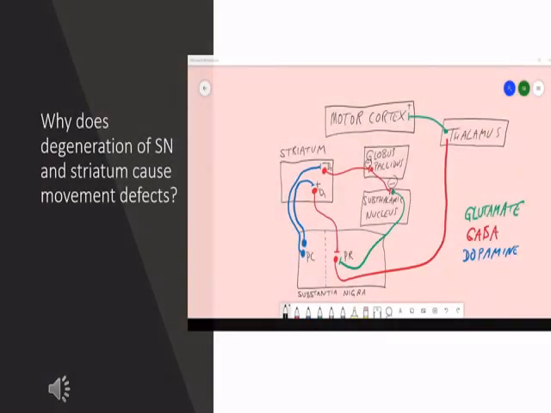So why does degeneration of the nigrostriatal pathway cause movement defects? Here's a diagram which has more detail than you'll need to know, but is enough for me to make an explanation. On the first level, you'll notice that the output, which is on the right, is excitatory. The thalamus projects to the motor cortex.